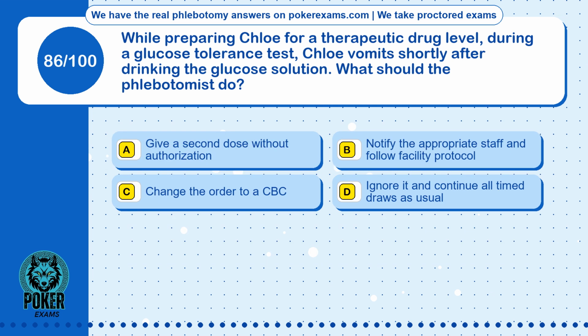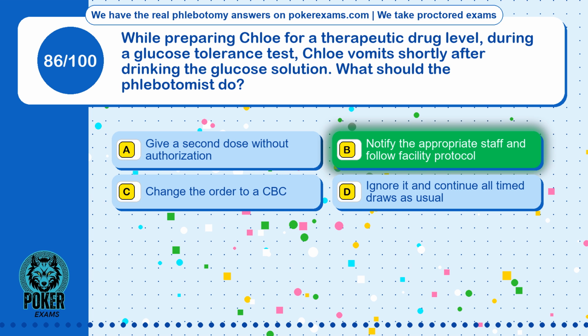Question 86. While preparing Chloe for a therapeutic drug level, during a glucose tolerance test, Chloe vomits shortly after drinking the glucose solution. What should the phlebotomist do? Option A. Give a second dose without authorization. Option B. Notify the appropriate staff and follow facility protocol. Option C. Change the order to a CBC. Option D. Ignore it and continue all timed draws as usual.